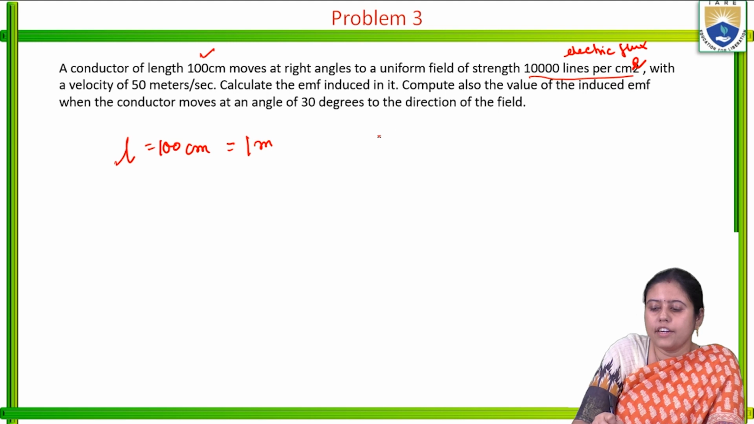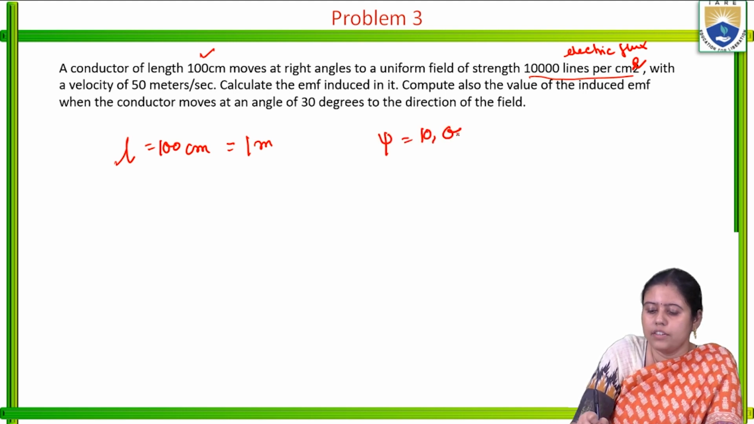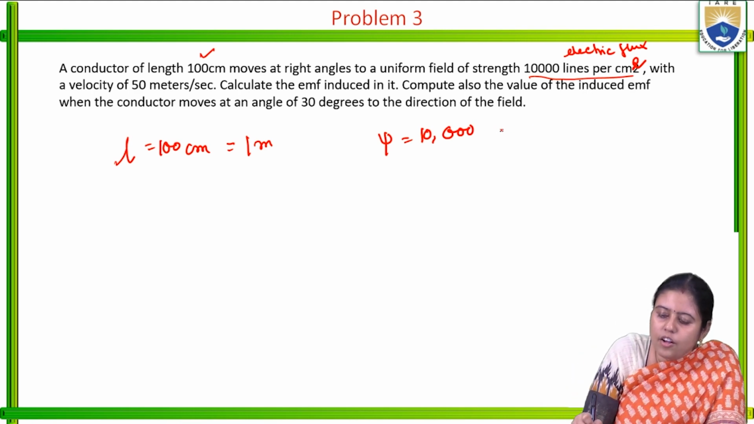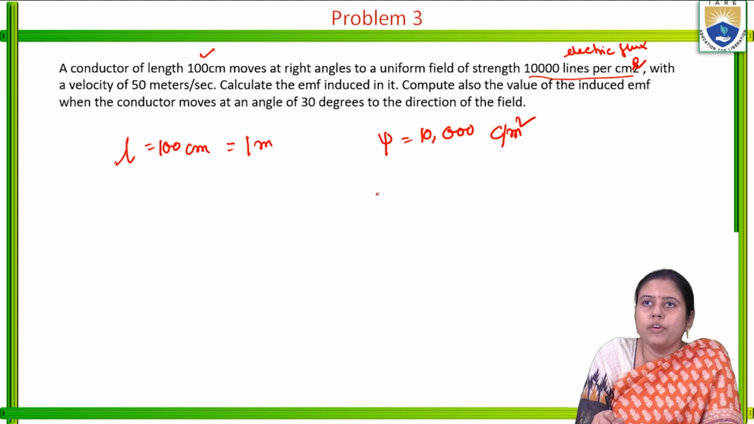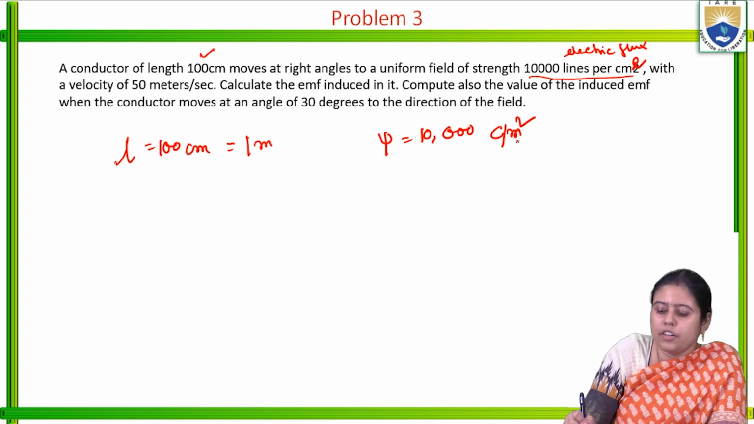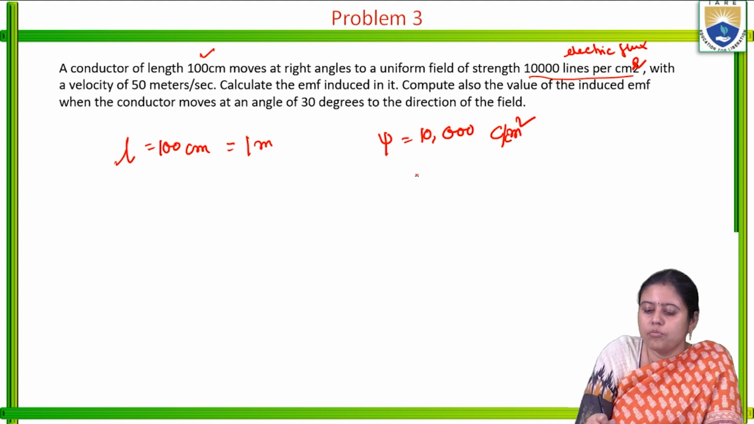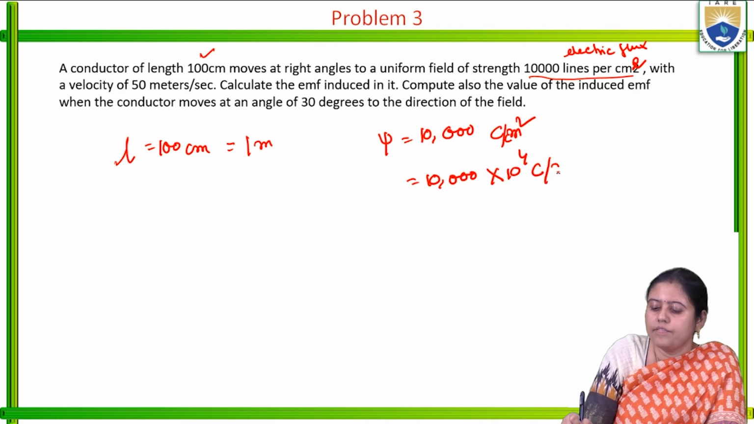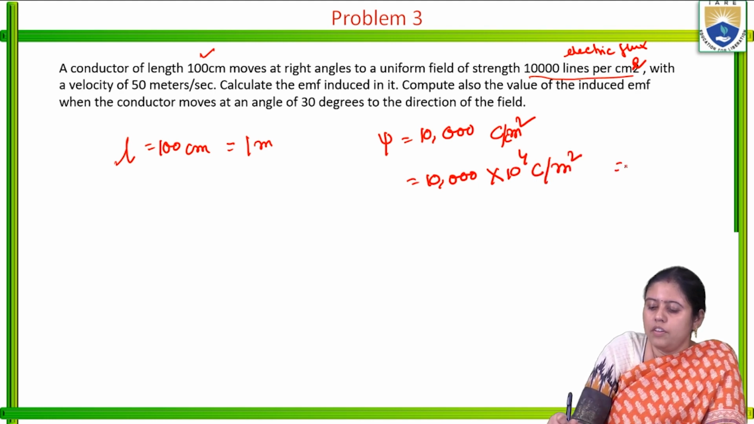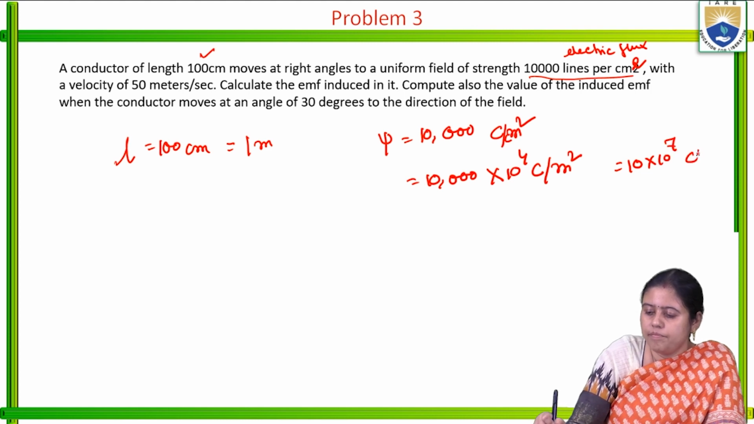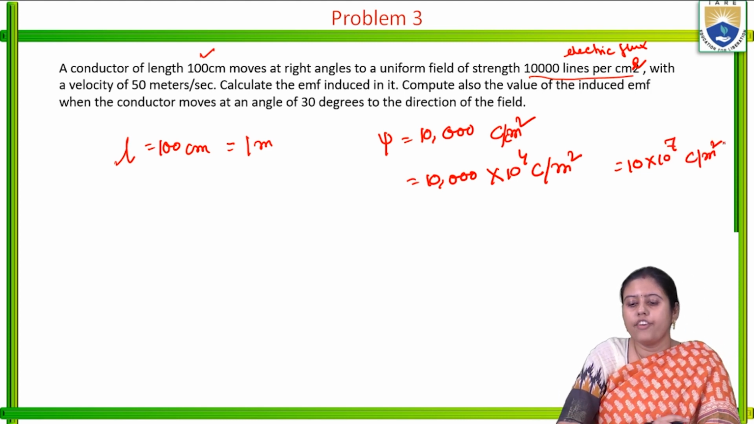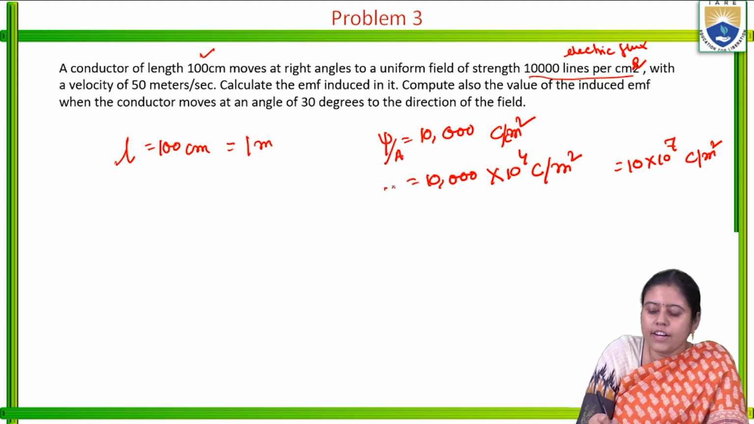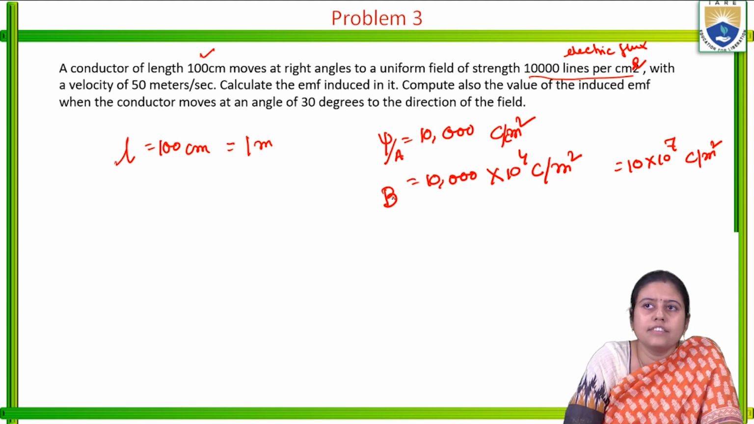So electric flux psi is equal to 10,000 coulomb per meter square. So we can change it into the meter square. This is the flux per meter square, which means this is psi by A. So this is the flux density B. We got the flux density B.